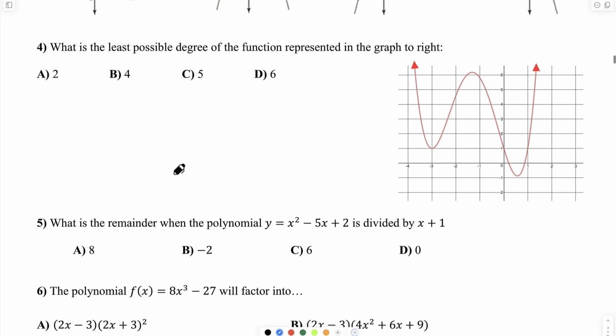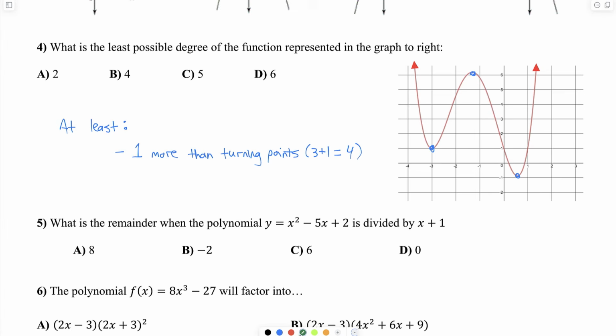Number 4, least possible degree of this function. Well, I need to look at two things. I need to look at the number of turning points. I know the degree is at least one more than that. I see on this graph 1, 2, 3 turning points. So this function must be at least one more than that. It must be at least 4.